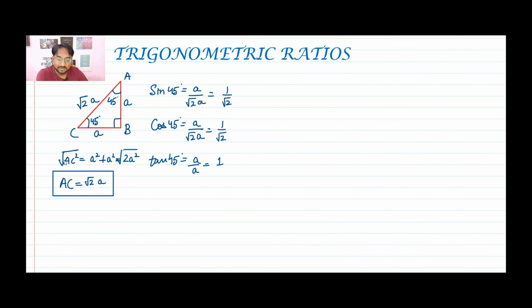And then we can write the other 3. Cosecant 45 will be equal to the reciprocal of 1 by root 2, so root 2. Secant 45, again the reciprocal of 1 by root 2, so root 2. So at 45, cosecant and secant are also equal. And cot 45: tan 45 was 1, the reciprocal of 1 is 1 only. So cot 45 is also 1.